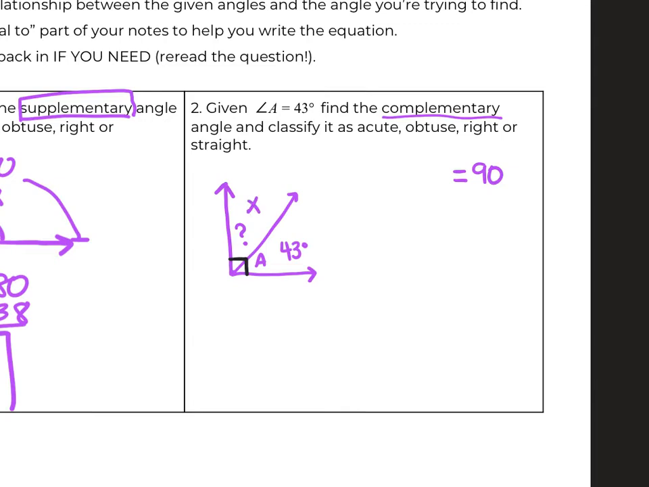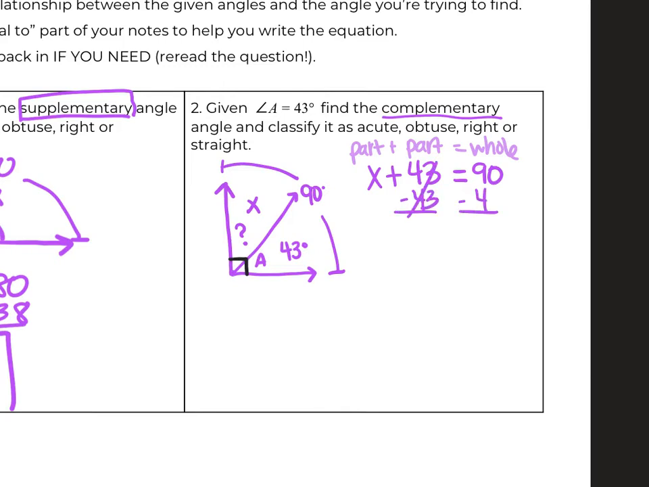I'm going to make my question mark X. So I could say X plus 43. So again, still part plus part equals whole. Just I know if it is complementary that the whole is 90. Okay? So again, this is a simple one. You just subtract 43, and that gives us X equals 47 degrees, and that is an acute angle.